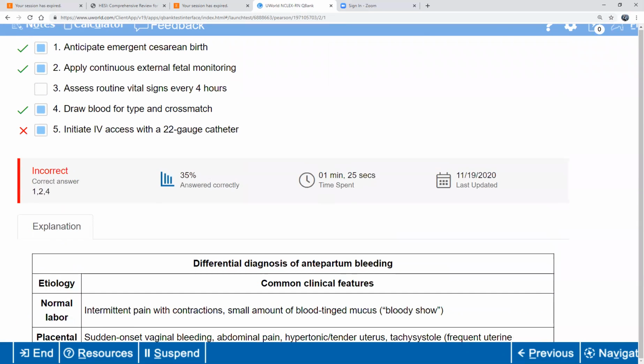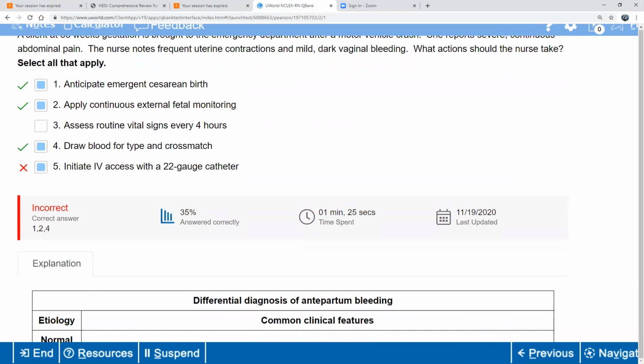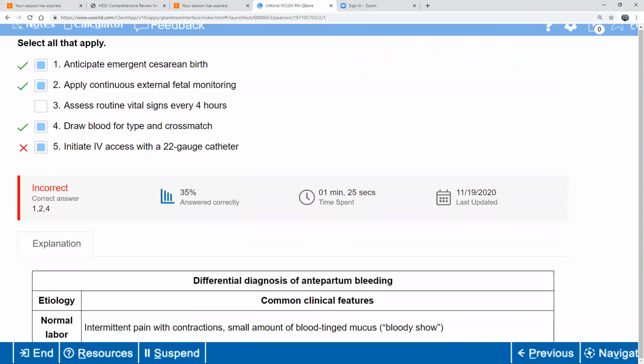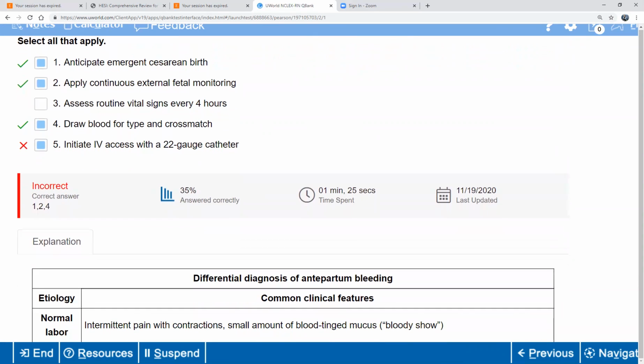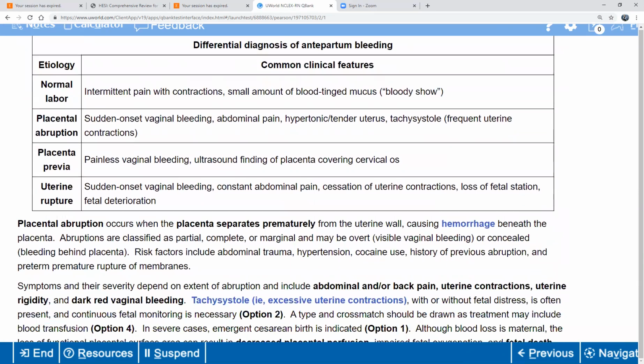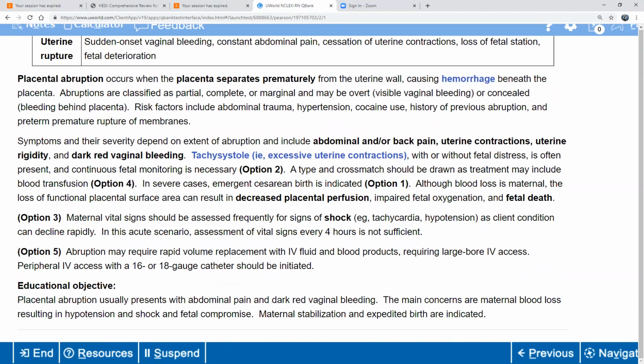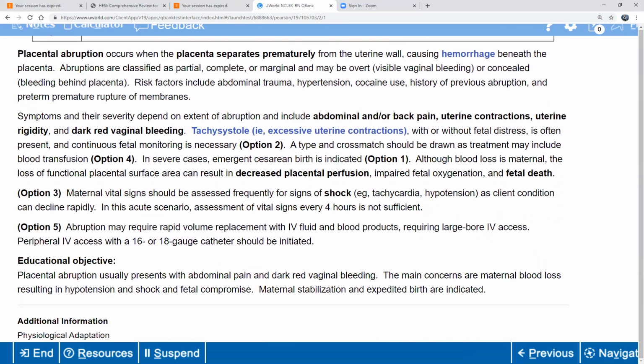You want to look at the answers again? You will do continuous external monitoring, and you will do a blood draw for crossmatching. I think the reason the 22 gauge is wrong is because if you're giving blood, it has to be a little bit bigger, like a 16 or an 18 gauge.